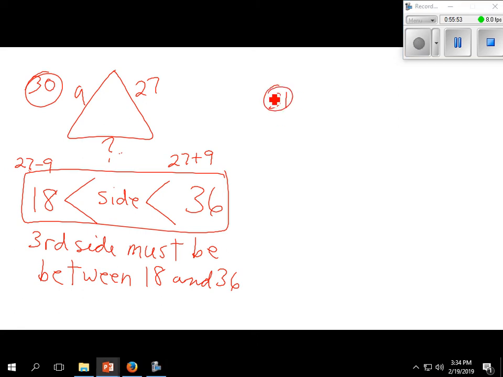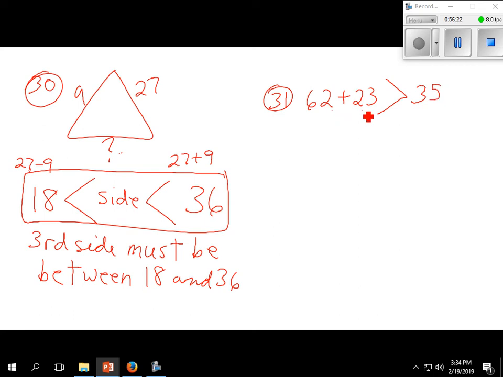Thirty-one says, is it possible to construct a triangle with the sides 35, 23, and 62? If not, explain why not. So the way we're going to check to see if that's possible for a triangle is we just pick two sides and we add those two sides together. So we say 62 plus 23, and any two sides have to add up to be more than the third side, which this time is 35.